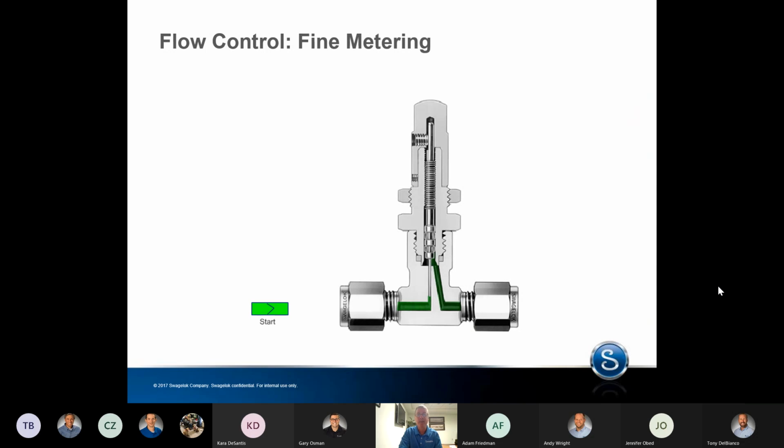Another type of flow control, which is more accurate, is fine metering. These valves are characterized by small orifice size, thin needle, and more pronounced globe pattern. They may have a micrometer type handle. These valves are typically found in laboratory environments where high precision is important. It's important to note that some metering valves, such as the one shown here, are not designed for shutoff.